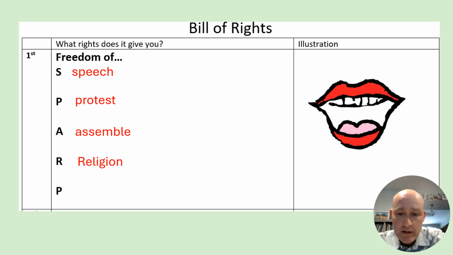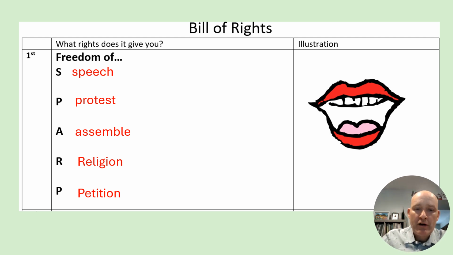Religion is another one. Your freedom to worship or to pray to whatever God or no God you want cannot be infringed on under the First Amendment. And then petition is one. So the ability to go around and collect signatures for a cause. All of those are what we call freedom of speech or the First Amendment rights. Just because you say something that somebody might not like, as long as it doesn't hurt anybody, it's allowed.